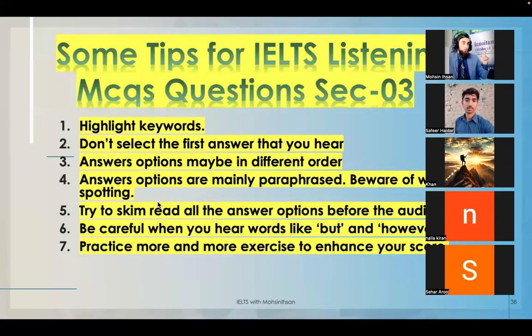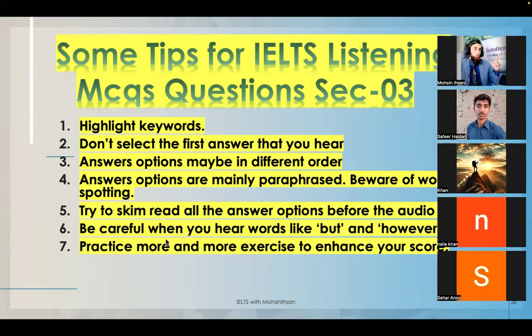Now we go for the next: answer options are paraphrased, mainly 100% paraphrased, right? The exact option, the one which you think might be the right option because the exact same words are heard by you in the audio, that will not be the right one. Next, try to skim read all the answer options before the audio.